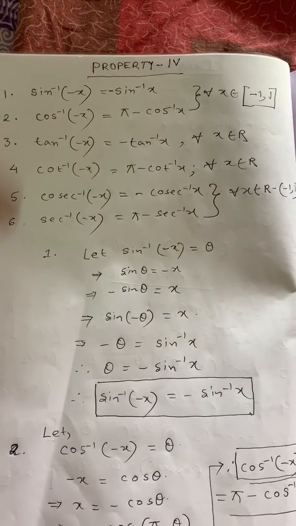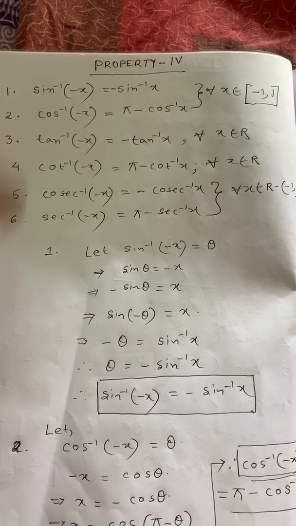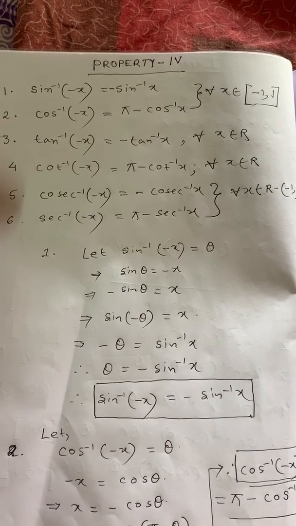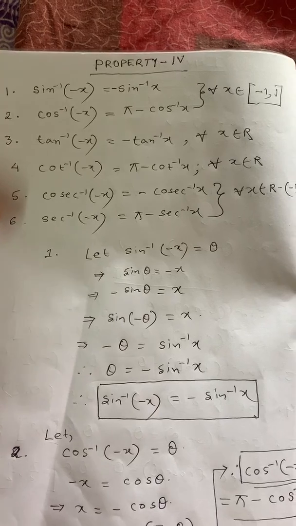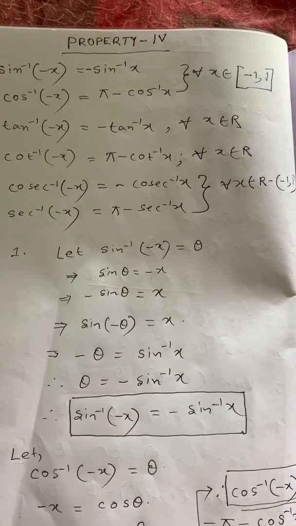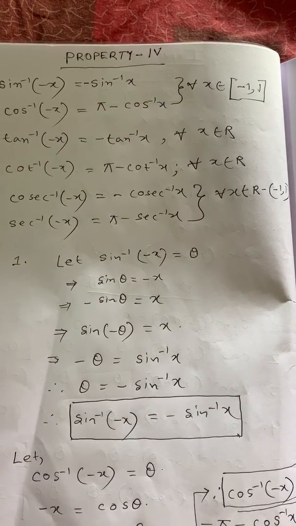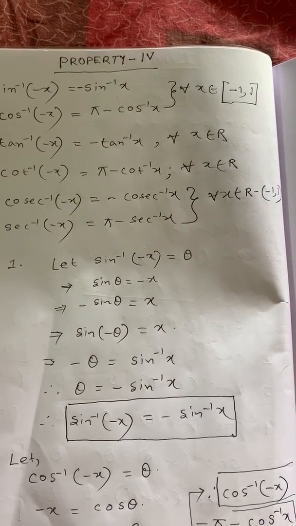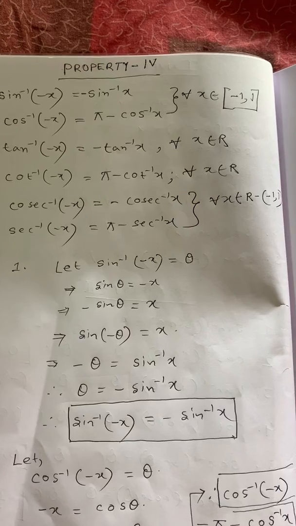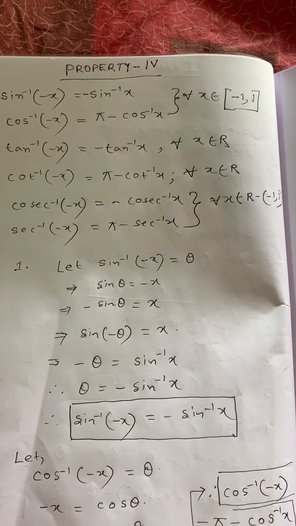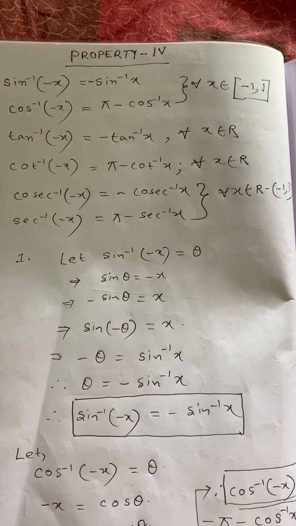Now suppose we want to prove it, suppose we are proving rule number 1. What is that? It's sine inverse minus x is equal to minus sine inverse x. So here what we are doing: we are taking sine inverse minus x is equal to theta. So sine theta is equal to minus x. Now we are bringing this minus sign along with sine theta. So it will be minus sine theta is equal to x.